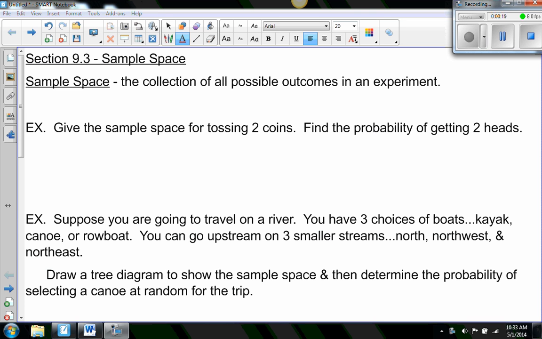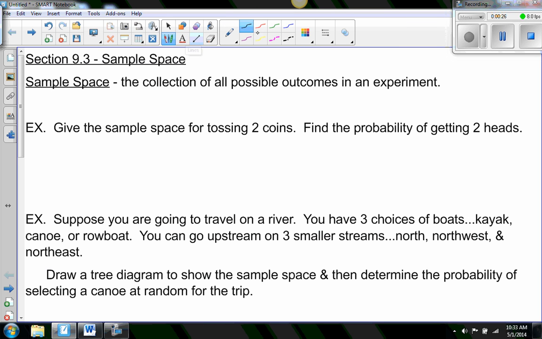So if I want to give the sample space for tossing 2 coins, it's pretty easy. What are all the outcomes? We actually did this when we did our lab a couple days ago. So I could get a head and a head, a tail and a tail, a tail and a head, or I could get a head and a tail. So I have 4 possible choices.